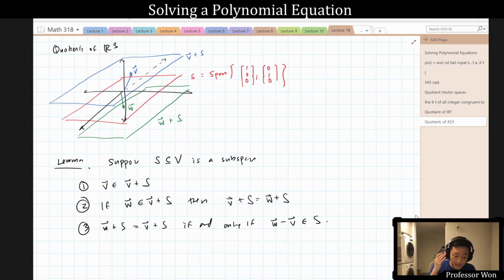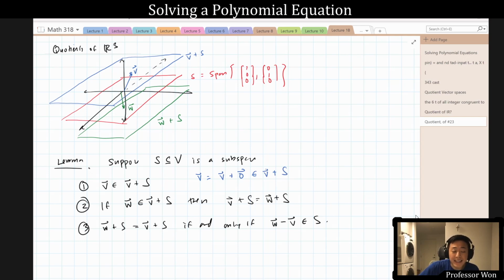Okay, so let me give you some proofs and some intuition. First of all, the first one says that the vector V, the blue vector V, actually lies inside of the blue plane, which consists of every vector that's V plus something in S. But that's obvious because 0 is in S. So the proof of one is really fast. V is equal to V plus 0, so that's certainly in the set V plus S.